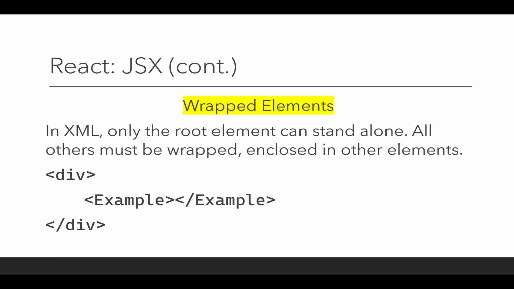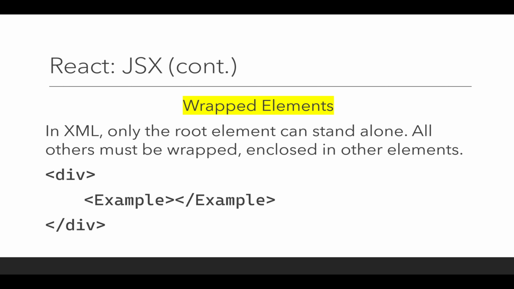The first, wrapped elements. This borrows from its basis in XML. Again, JavaScript XML, JSX, is based on XML. In XML, only the root element can stand alone. That is, XML as its own root element can exist, but all other elements must be wrapped. That is, they must be enclosed by other elements. So here's an example of that.